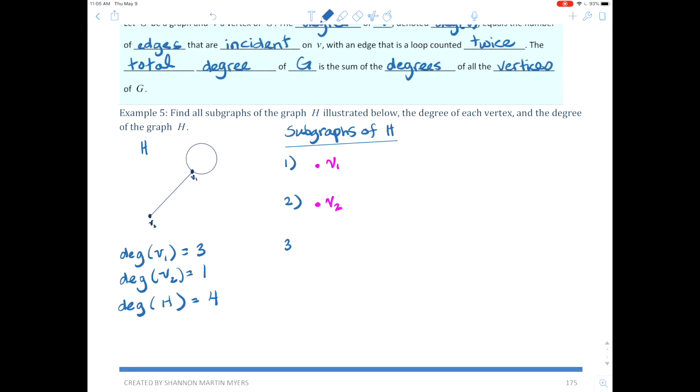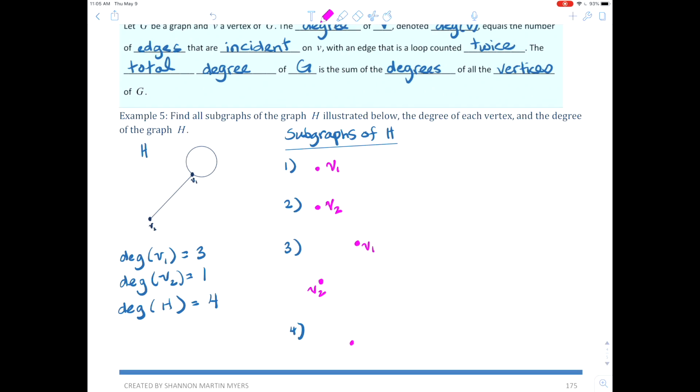Well, the third one we could do would be what? We could have both of the vertices, right? So we would have V1 and V2. For number 4, we could have, I don't know, it doesn't really matter what order you do it in, but remember you've got that loop around V1. So we could have this loop around V1.